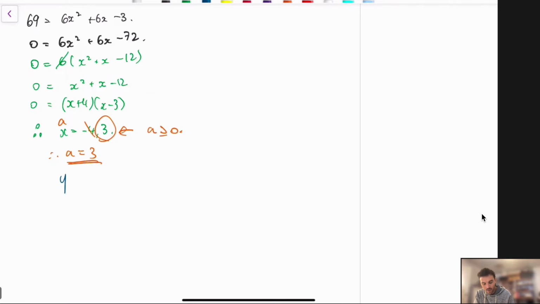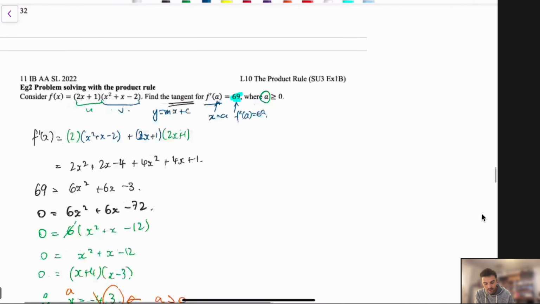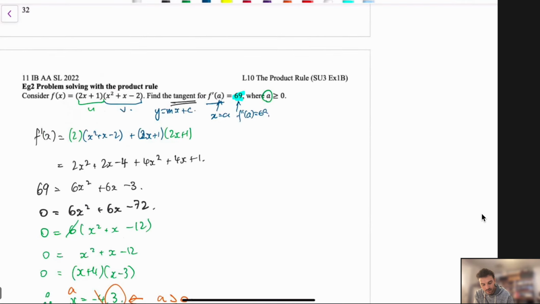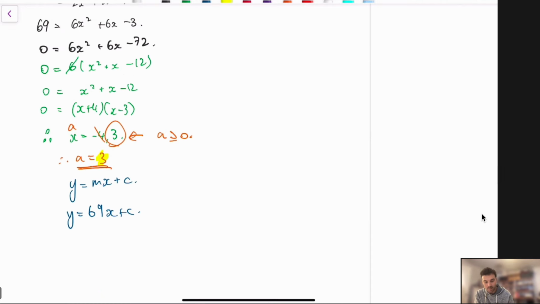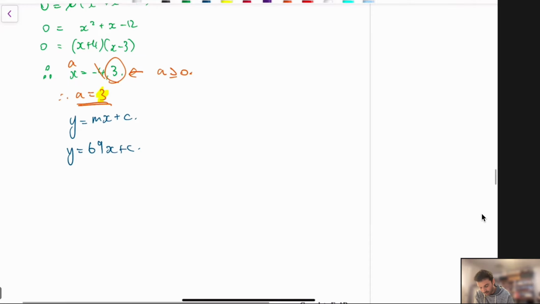So we can go y is equal to mx plus c. Now we know the gradient already at this tangent is 69. And now what we need to do is find the y-intercept. Now, as usual, we simply just need to find a coordinate. So this is our original function up here, isn't it? So if we sub in x is equal to 3, then we can find the coordinate of what this tangent passes through. So let's move on and let's sub in 3 into that formula.